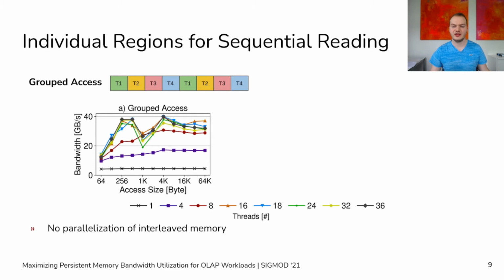Regarding the access size, the behavior is more nuanced. Using an access size of 4K gives the best overall bandwidth. Using a smaller access size severely reduces the bandwidth, as this makes the individual threads all access the same PMEM DIMMs, and therefore not utilizing the interleaving of the individual PMEM DIMMs.